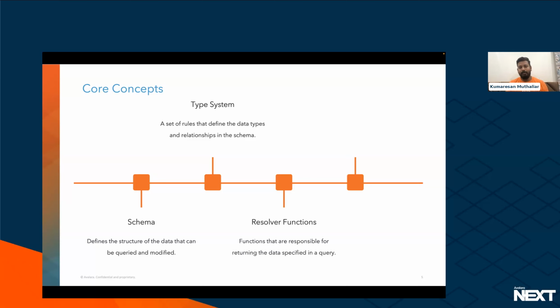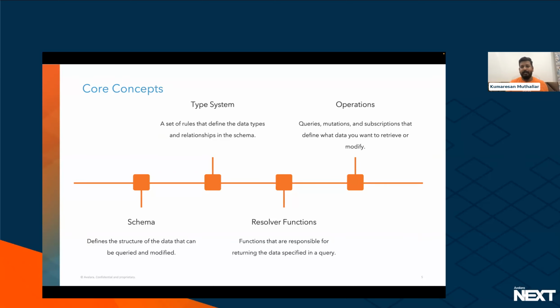Next is the resolver function. When I write a set of fields in the query of your GraphQL schema, there should be some mechanism which will take this query and return the data back from your data system. That job is done by the resolver functions. The resolver functions take the query, they have the logic of where to look for this data, and they return the data in the expected format. So that is a resolver function.